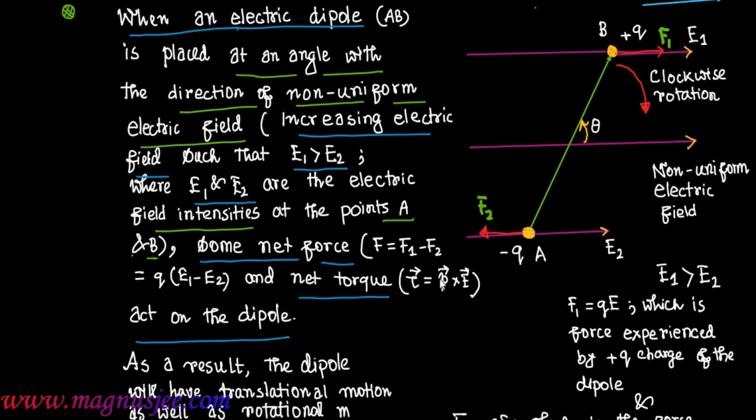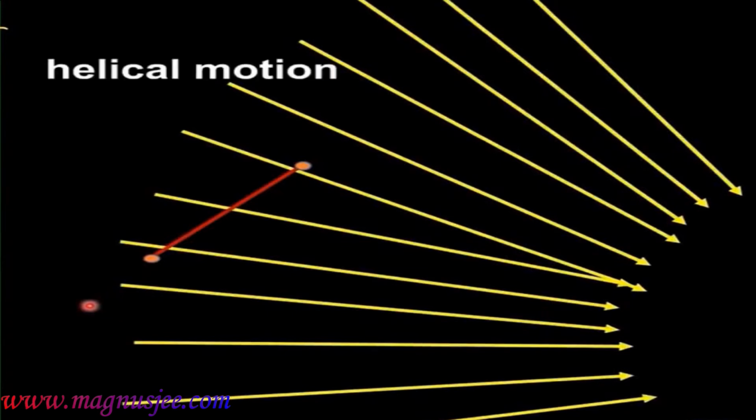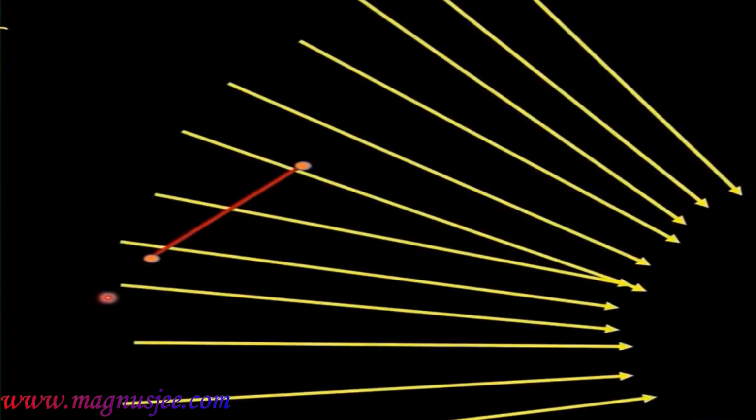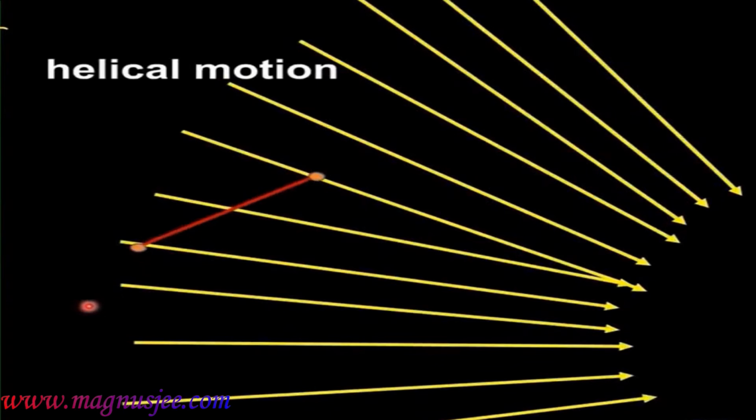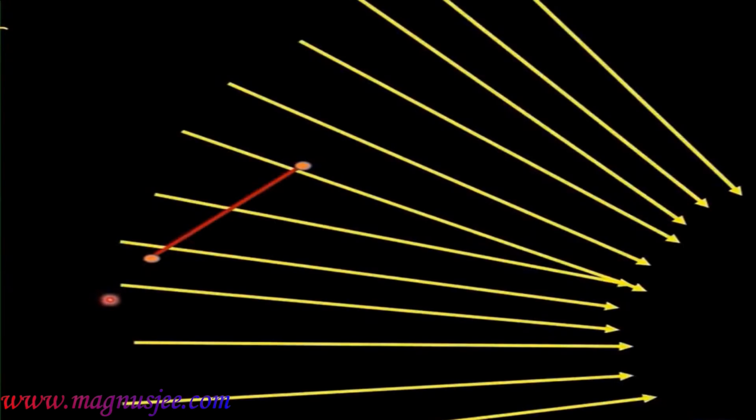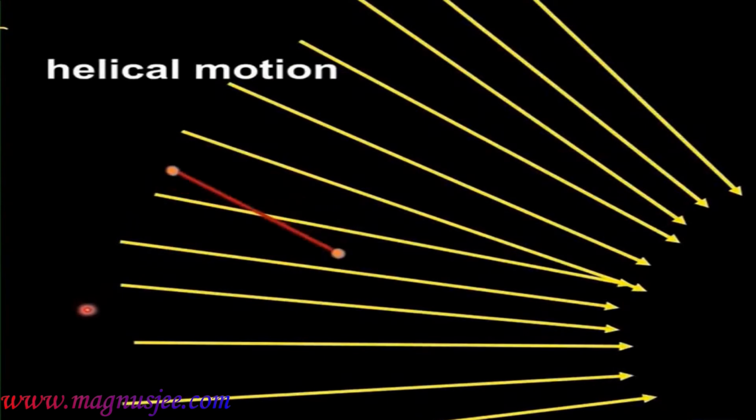And also, if we draw the diagram, here the dipole in the increasing electric field will have linear motion as well as rotational motion. The dipole rotates and it will be linearly displaced as shown in the figure. That means the dipole in this non-uniform electric field, meaning an increasing electric field, will move linearly and also rotate about its own axis. Here the dipole moves in the forward direction and also rotates in this non-uniform electric field.